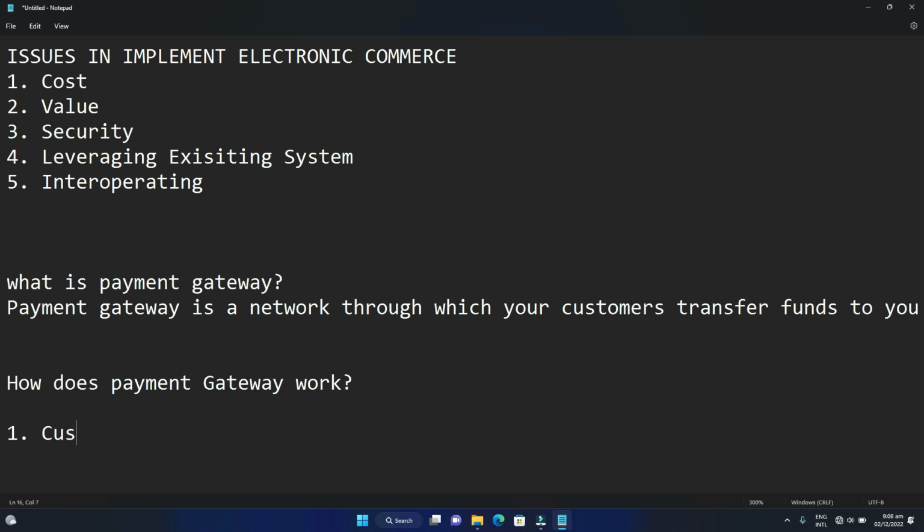So the first step: customer makes an order and provides details of a card. So that's the first thing for processing.